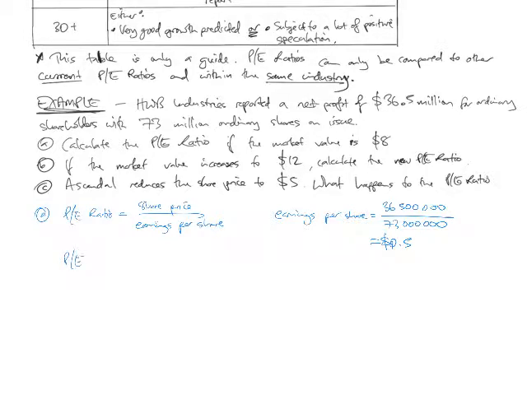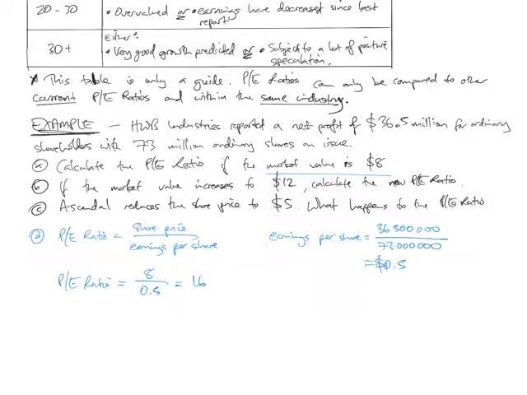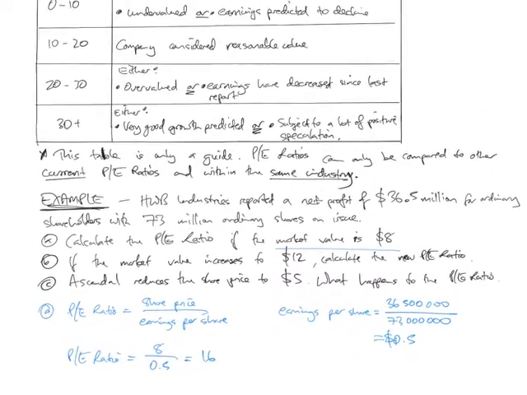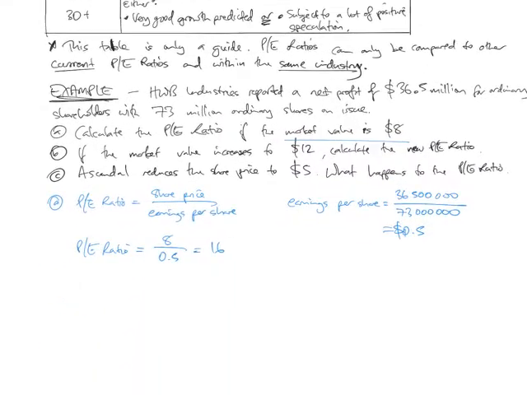And the PE ratio then is the share price, and we've been told the market value is $8, so 8 divided by earnings per share 0.5. 8 divided by 0.5 is going to be 16. So it's got a PE ratio of 16. And our basic interpretation, people are willing to pay $16 for this company's shares for every $1 of earnings it makes, or the other interpretation is the company's reasonable value.